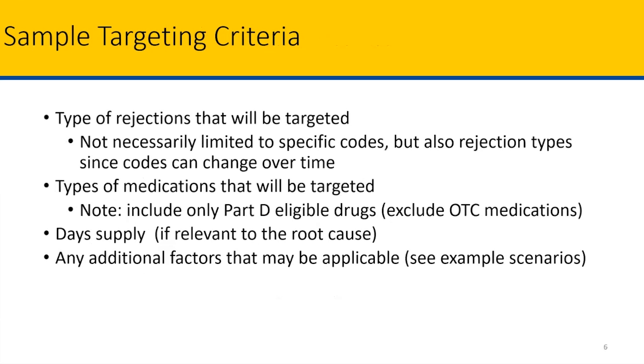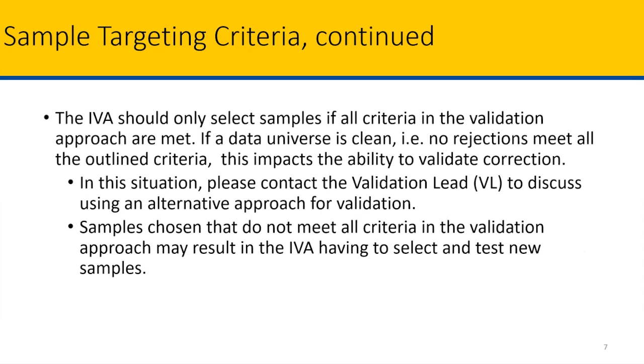The sample targeting criteria will often contain the following: the types of rejections that will be targeted, which are not necessarily limited to specific codes, but also including the types of rejections since codes can change over time. The types of medications that will be targeted, including only Part D eligible drugs, and day supply if relevant to the root cause. Any additional factors that may be applicable, some of which we'll discuss in some of the example scenarios. The IVA should not choose samples if all criteria are not met.